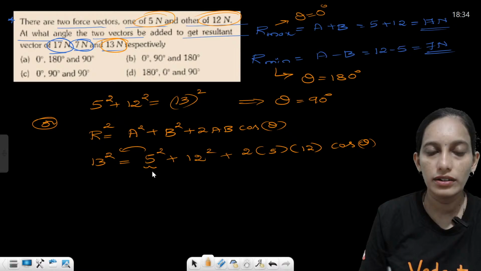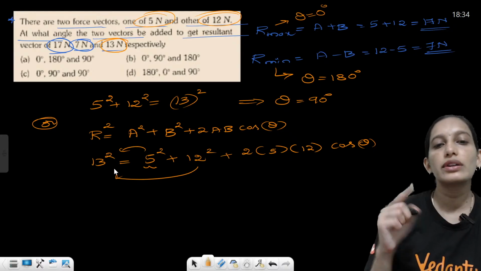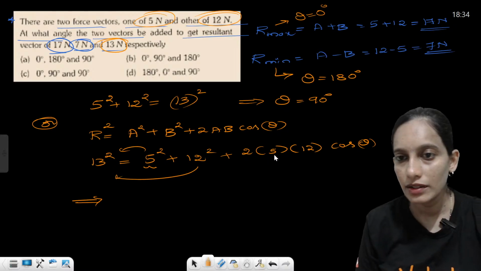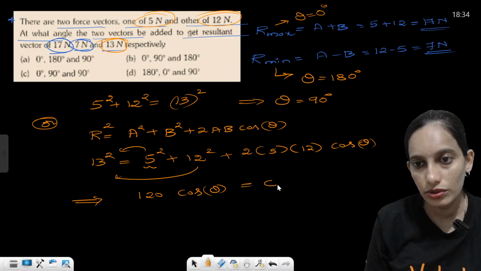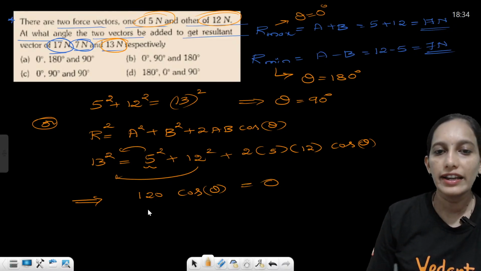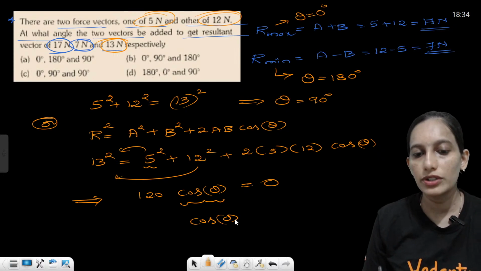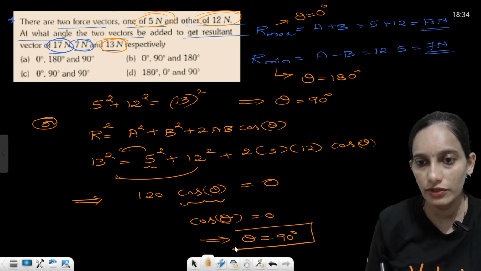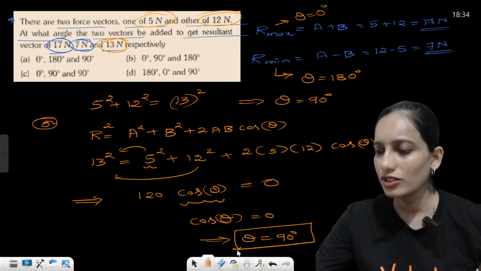So again here, 13 squared is 169, minus 25, minus 5 squared is 25. So that will also go here: 13 squared minus 5 squared minus 12 squared. 12 squared is 144. So that is 169 minus 169, which is 0. We get 120 cos theta equal to 0. The product is 0, so cos theta must be equal to 0. This gives theta equal to cos inverse 0, which is nothing but 90 degrees. This is the way of solving it.